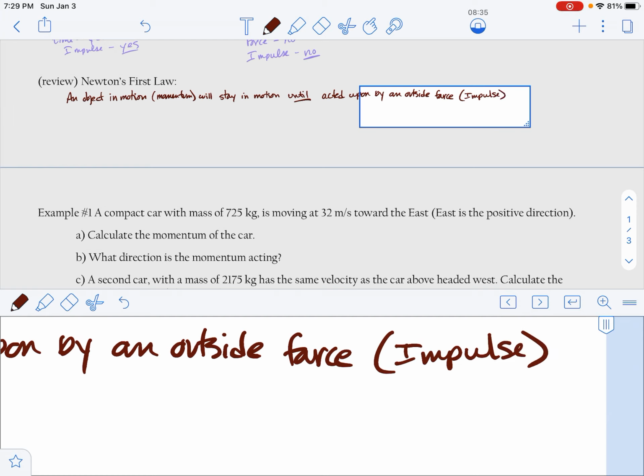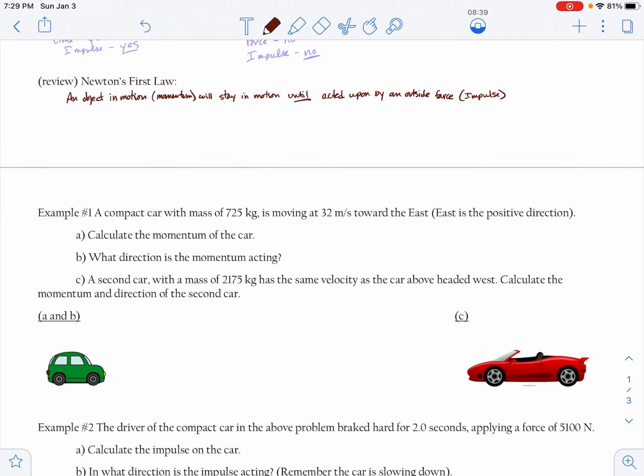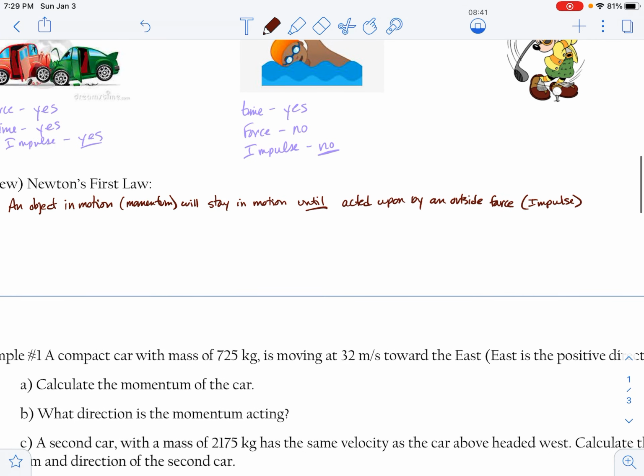Okay? So that's how these things are related to each other. An object has momentum as long as it's moving, and it will continue to have momentum until that outside force, that impulse, acts on it. And I can cause the motion to speed up, I can cause it to slow down, I can cause it to change direction, and I can cause it to stop, right? All of those things would be a change in the momentum.